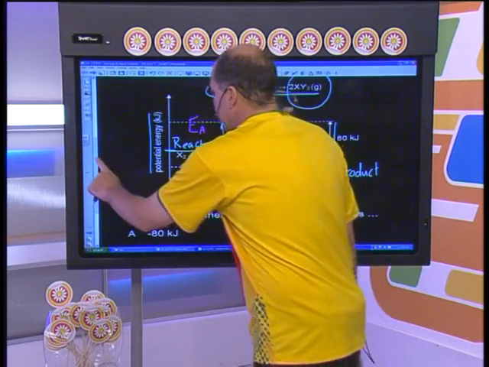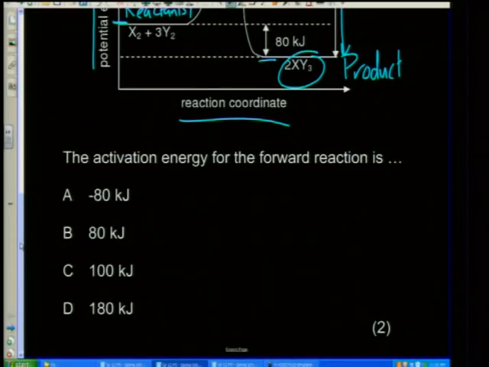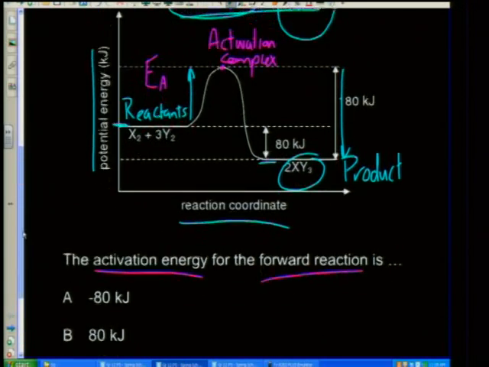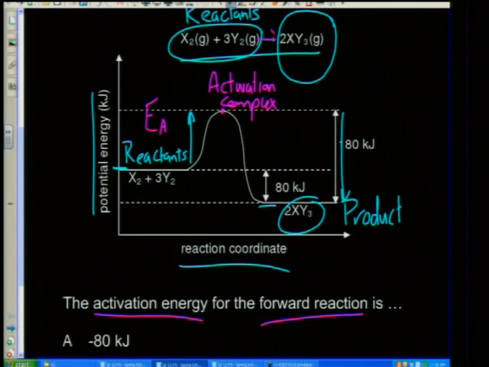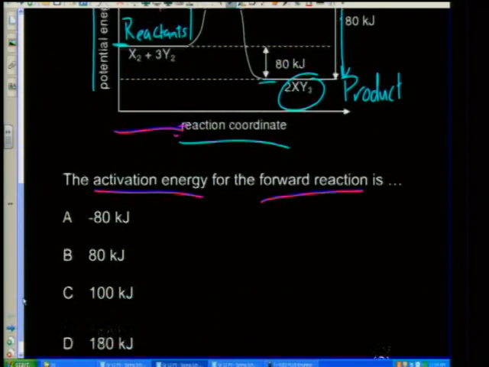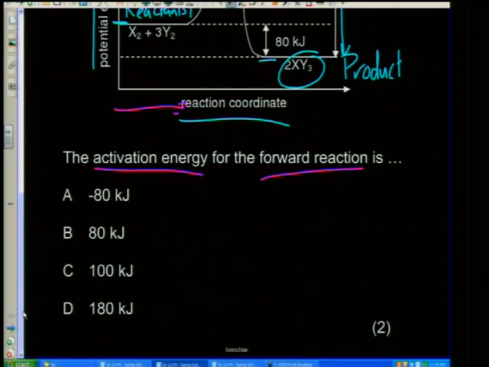Let's go on to the question and see what it says. It says, the activation energy for the forward reaction. Now, in this case, there was only a forward reaction. It didn't say that it was reversible, but recognize from the diagram that reading from left to right is the forward reaction. Starting with the reactants, ending with products is the forward reaction. So what we have to do is to say, the activation energy for the forward reaction is. So I'm not even going to look at the options now. I'm going to look at the graph.